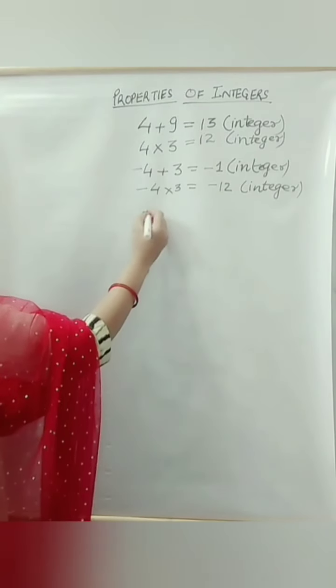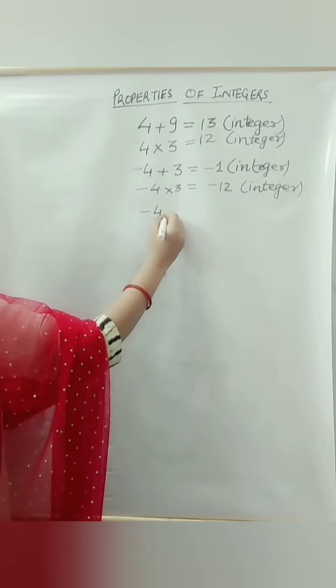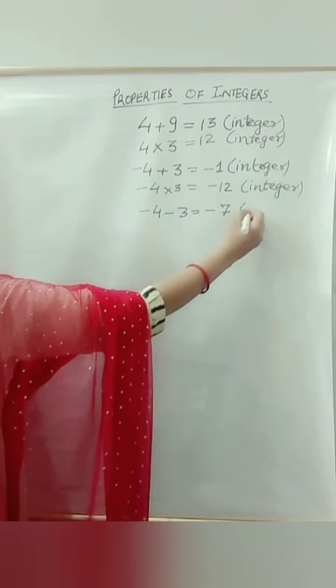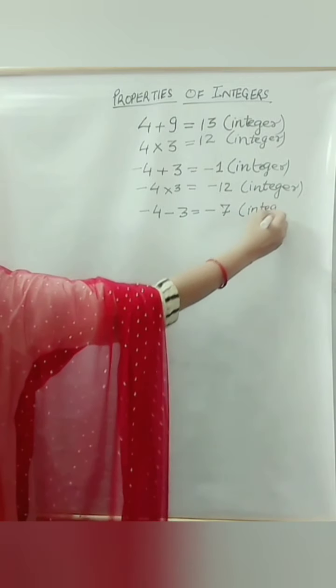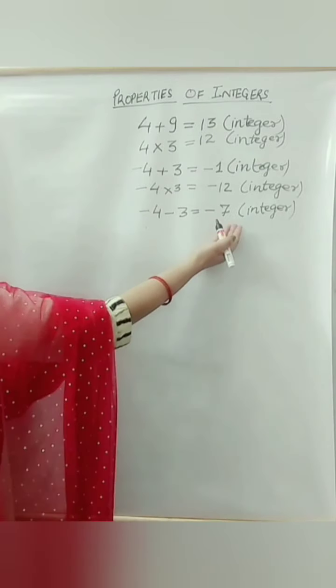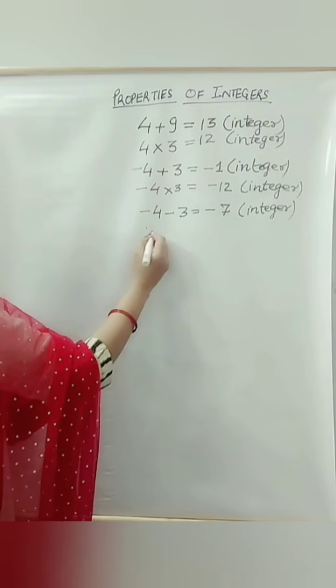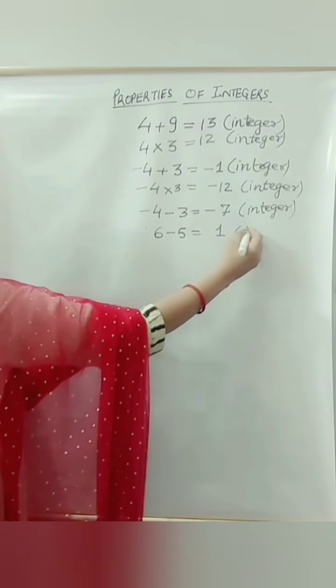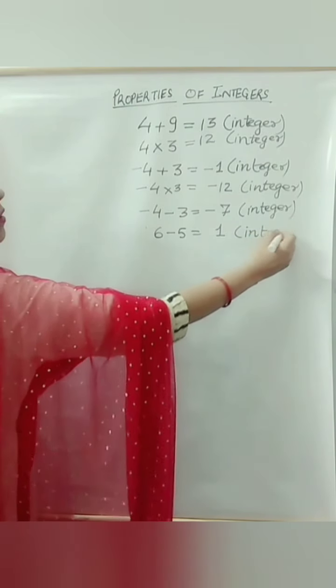What about if we are going to subtract, minus 4 minus 3? It is going to give you minus 7. This is also an integer. Okay. We have subtracted, we are getting the negative integer. If we are going to subtract 6 minus 5, then 1. This is also an integer.